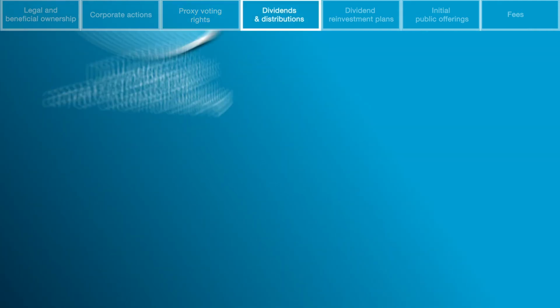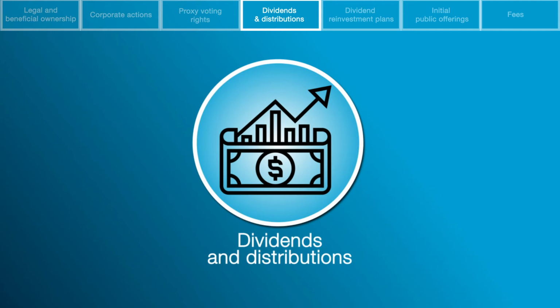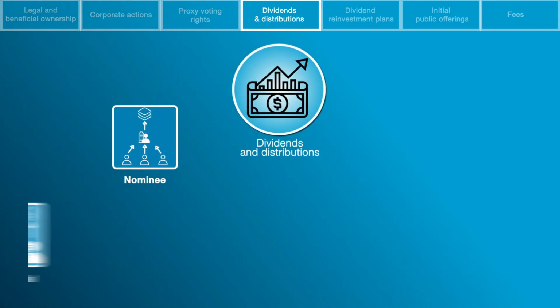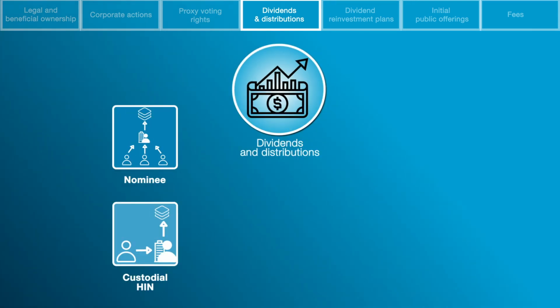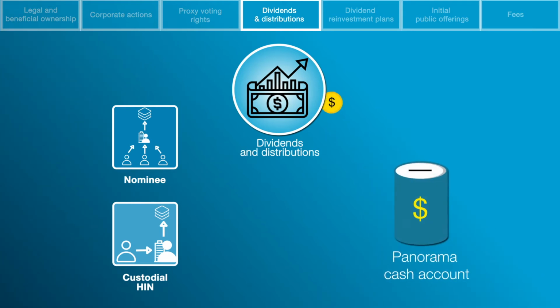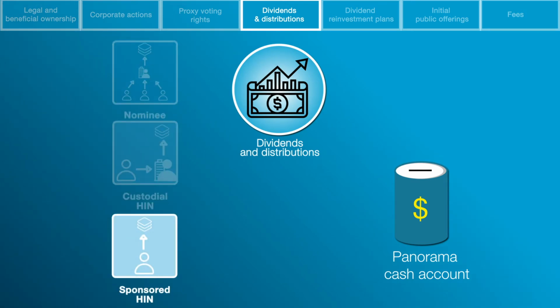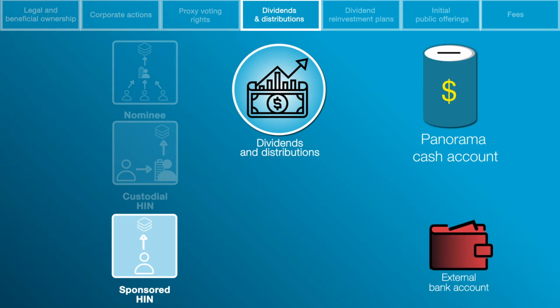For dividends and distributions paid from listed securities, the nominee holding type and custodial HIN options will see these paid into the client's Panorama transaction or cash account. However, for your sponsored HIN clients, they can elect to have any dividends and distributions deposited into an external bank account or deposited into their Panorama transaction or cash account.